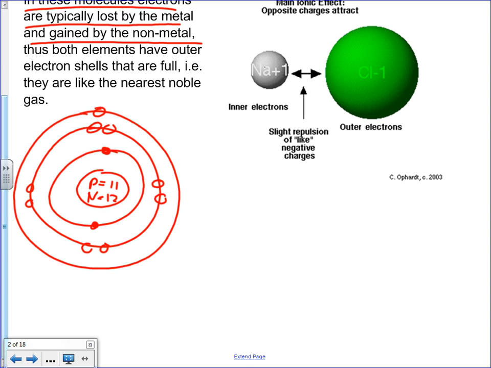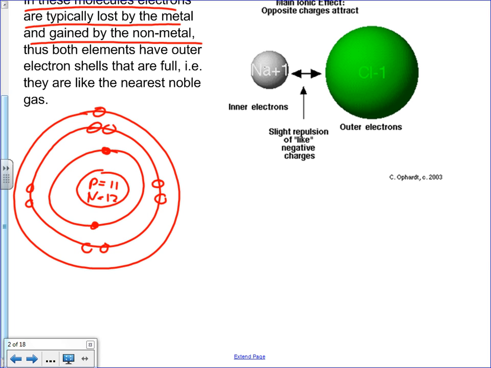That outer shell that only has 1 electron in it can hold 8. So which is easier? Lose 1 and have a full outer shell, or pick up 7 to get an outer shell that's full? Lose 1. It's way easier for sodium to lose 1 electron and go with the other shell being full. So that's why sodium always loses 1 electron. That's the easiest way for it to achieve a full outer shell.